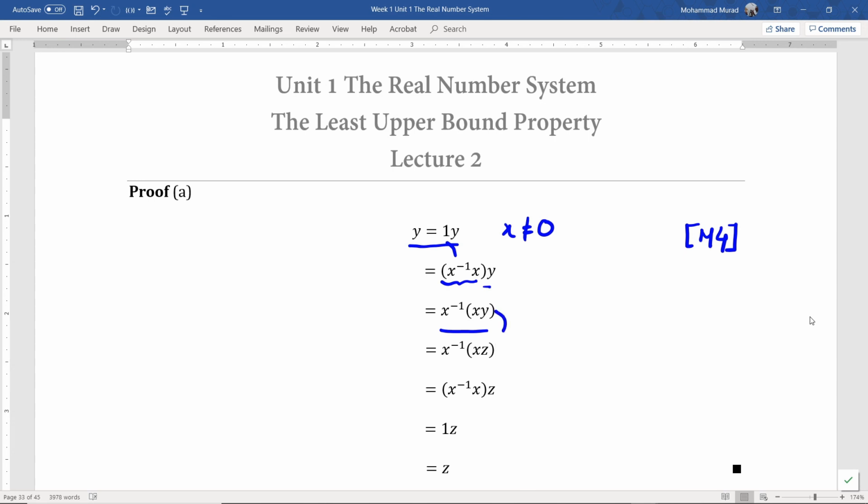Now by the hypothesis, xy can be replaced by xz. And then again, we apply the associative law for multiplication. And the first term here can be replaced by 1. So by the definition of 1, the multiplicative identity element, 1 times z is z. So we arrived at the conclusion that y equals z. This concludes the proof of the statement A. Similarly, you can try to prove the rest.